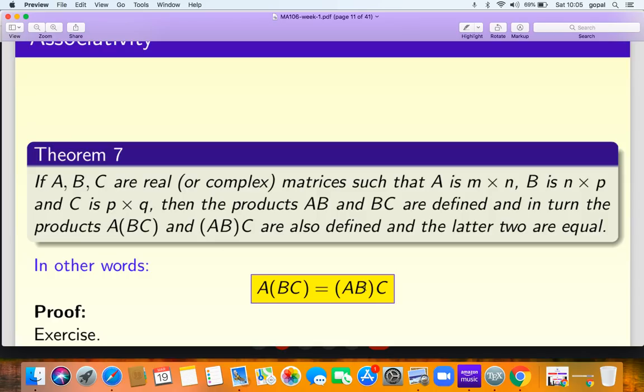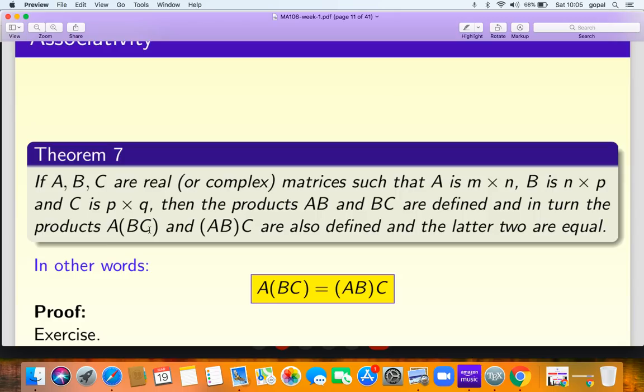So (AB)C will be a matrix of size m cross q. That's the right hand side. On the other hand, I could first multiply B and C. B is an n cross p matrix and C is a p cross q matrix. BC is an n cross q matrix. And A is an m cross n matrix. So A times BC is an m cross q matrix.